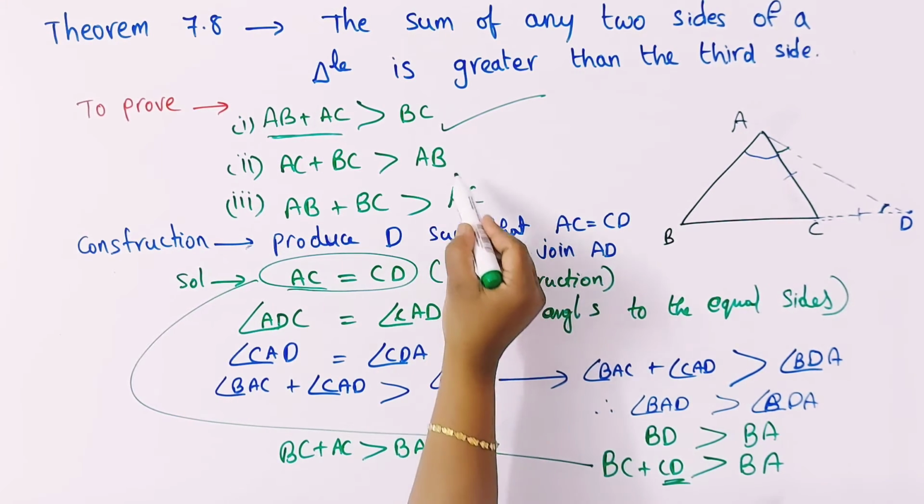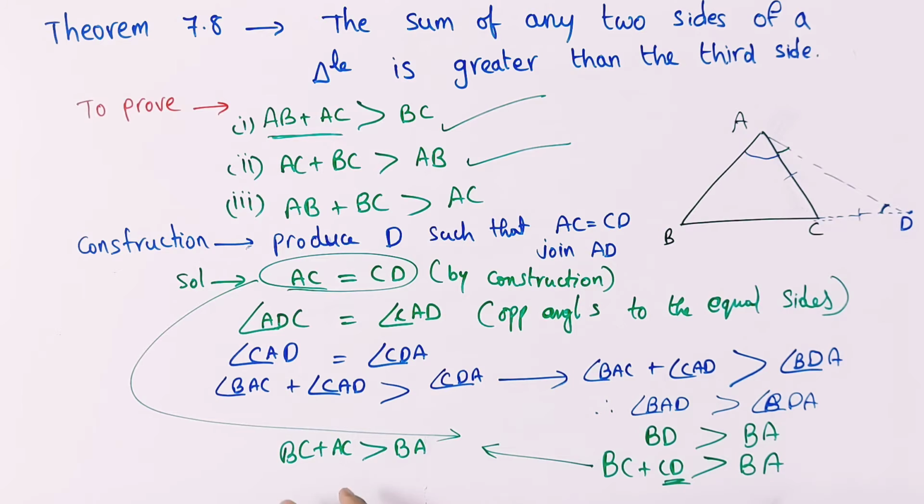Now see here. Second one, AC plus BC is greater than AB. Here you can write it in order: AC plus BC is greater than BA, which is nothing but AB. That's what we have proved here.